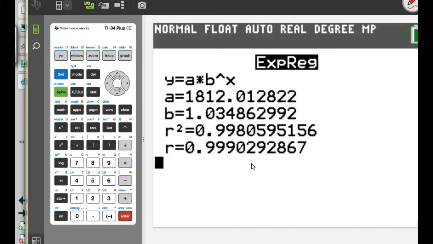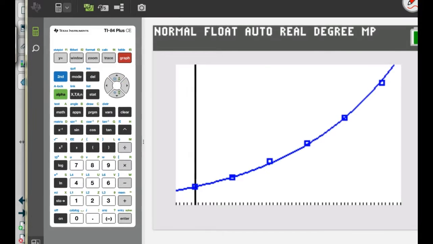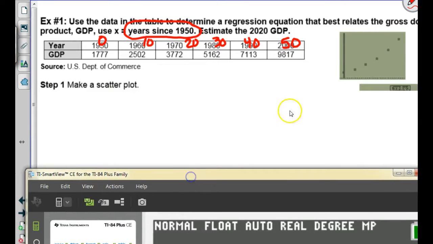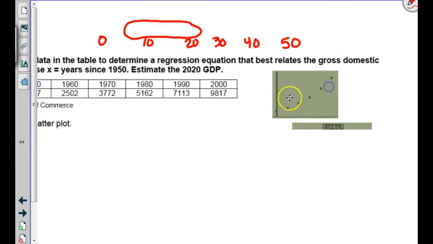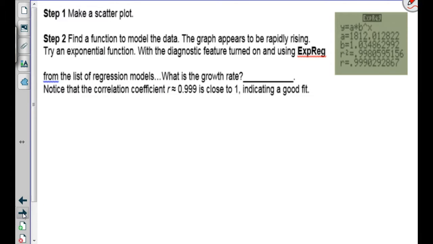There are some of these that don't actually calculate an R value, and there's another way to do them, and that's what we're not going to worry about. If we even just look at it, though, is it looking good? Looks like a really good fit. The question says make a scatter plot. I already have one over here, so I'm just not going to worry about it.